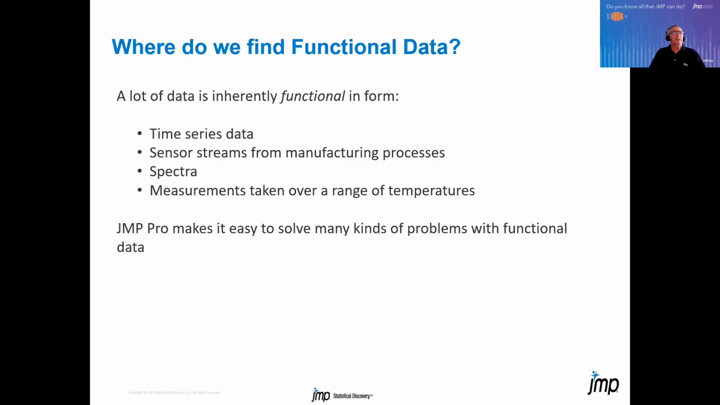So where do we find functional data? Like I said before, a lot of data is inherently functional in form. So time series data, sensor streams from manufacturing processes, spectra, measurements taken over a range of temperatures. JMP makes it easy to solve many of these kinds of problems with functional data.